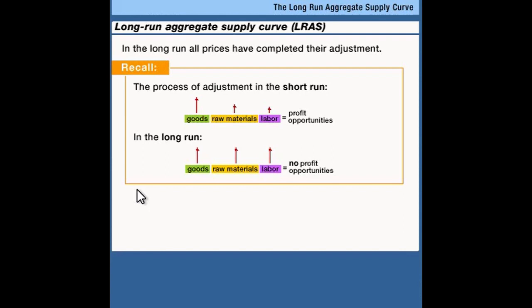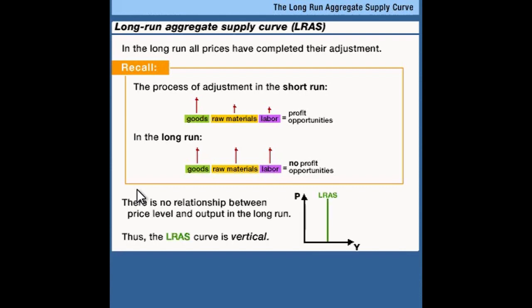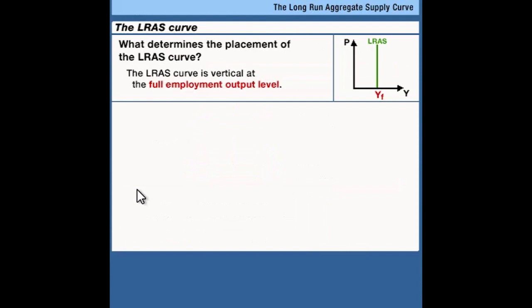So if we want to draw that vertical line in our diagram, the next question we have is, where does it go? Where should we put the long-run aggregate supply curve? Should it be over here, close to the axis, or out here, further away? The answer depends on how much output the economy can produce when all resources are fully employed. We're now going to define the concept of full employment output.